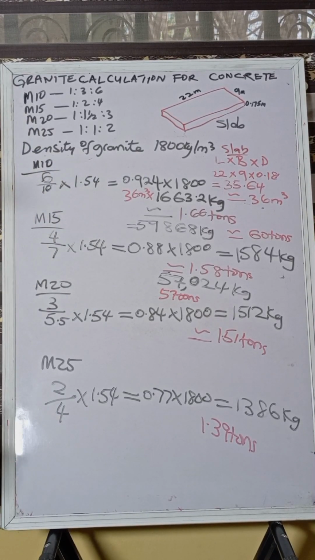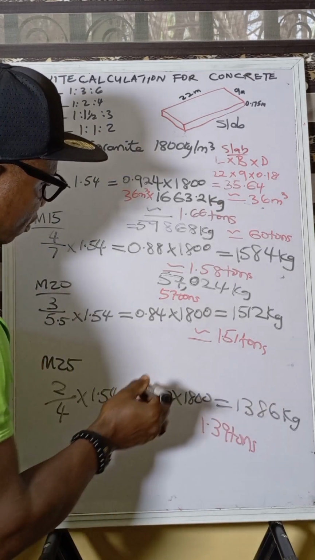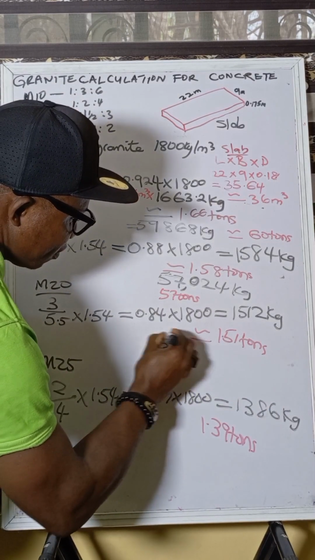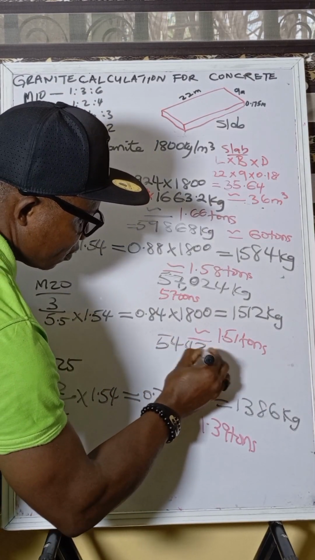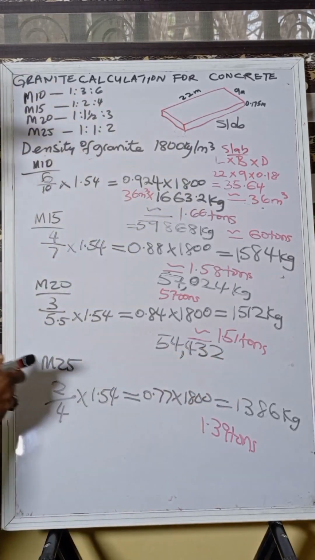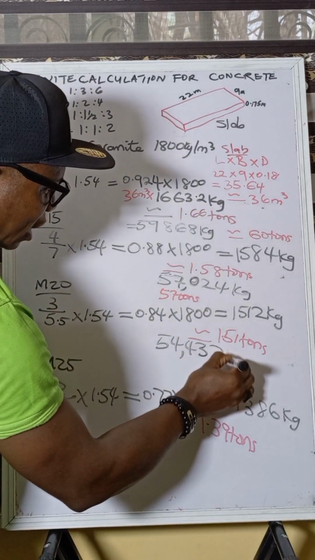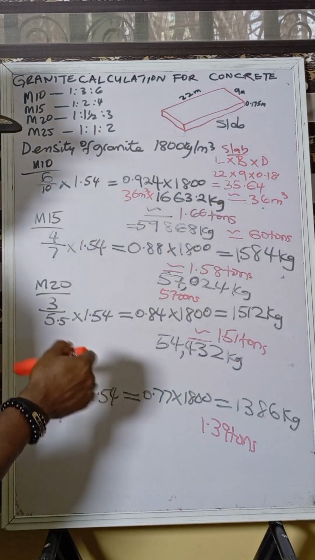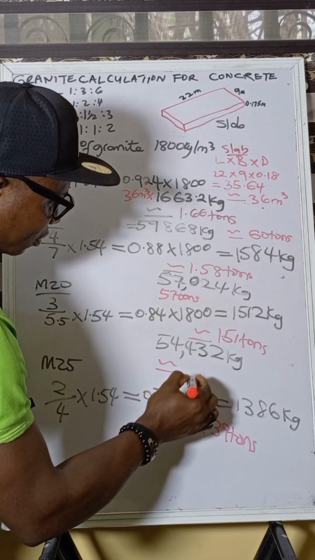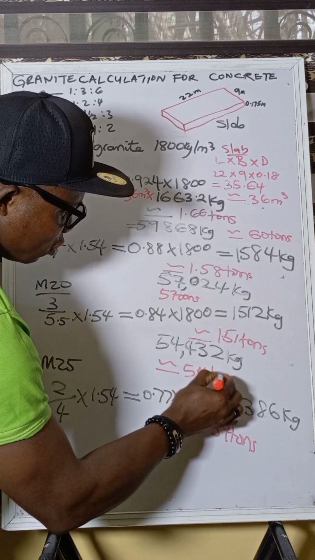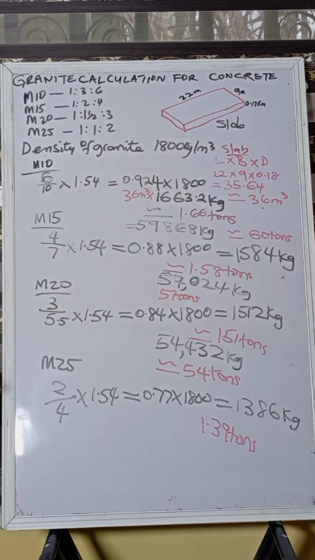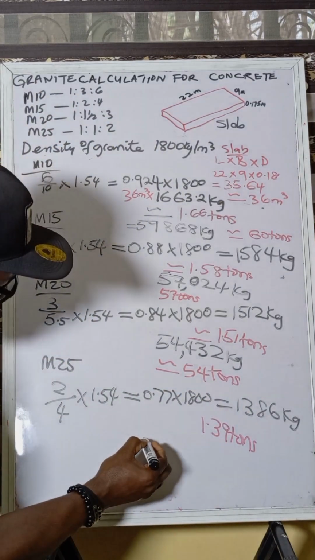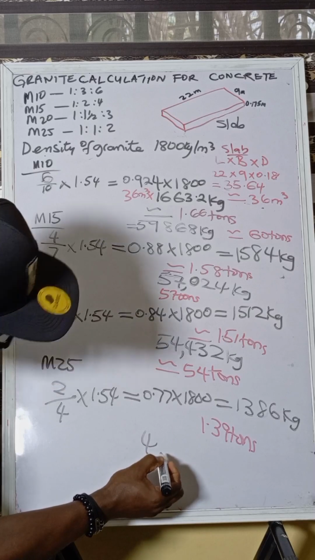So these are all the quantities of granite that will be required for each grade of concrete, assuming you are having a slab of concrete of 36 cubic meters. For M10, you need 60 tons of granite. For M15, you need 57 tons of granite.